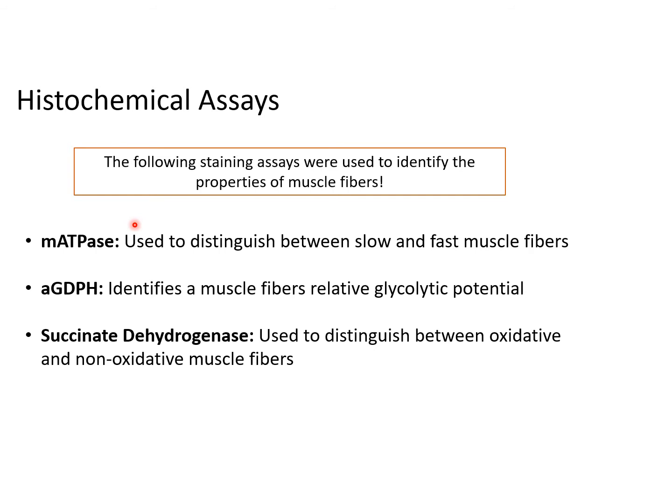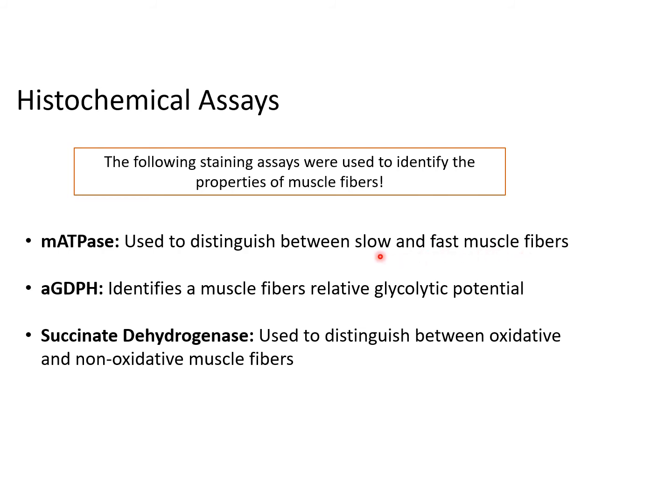They go through three different assays in that activity, and there are three enzymes that you would want to look at or discuss, and which muscle fiber would have more of each. Myosin ATPase: we already talked about that one, right? It's the enzyme that helps you hydrolyze ATP, and this enzyme helps you distinguish between slow and fast muscle fibers. The muscle fiber that has more of that myosin ATPase would tell you that it is a fast muscle fiber.